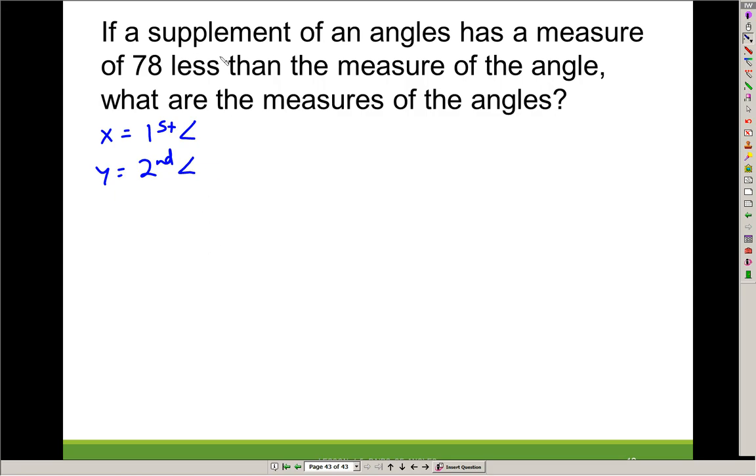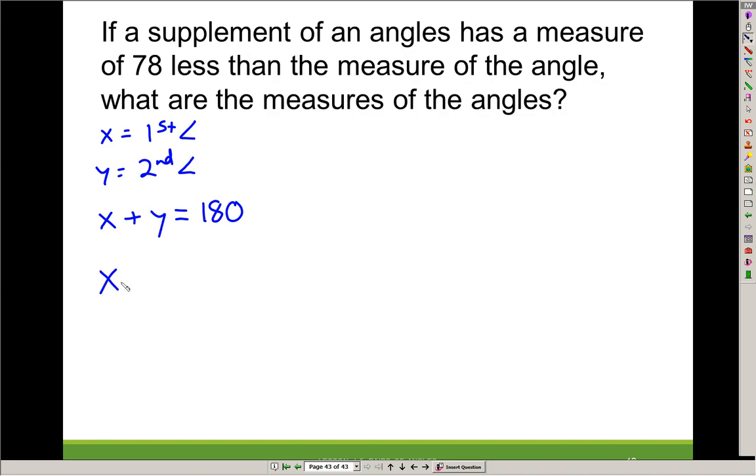I know they're supplementary. Supplementary angles add up to 180. X plus Y equals 180. So there's my first equation. Now look at the other clue. We have a measure of 78 less than the measure of the angle. A supplement of angles has a measure of 78 less than the measure of the angle. So one of the angles is 78 less than the other one.